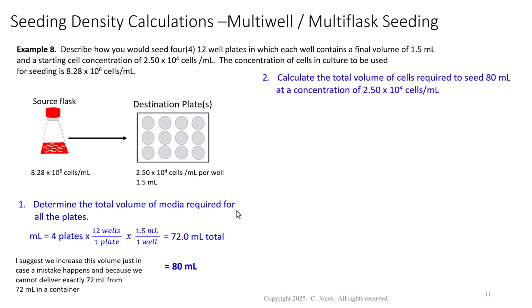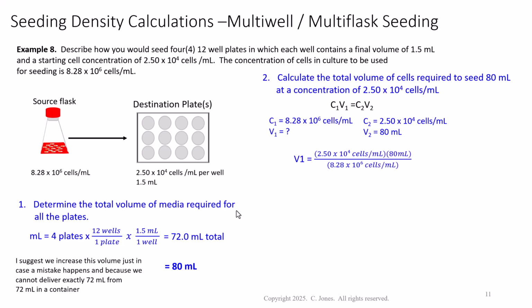Now we're going to calculate the total concentration of cells required to seed 80 mils at a concentration of 2.50 times 10 to the 4 cells per mil. Guess what kind of problem this is? Yes, a C1V1 equals C2V2. Once again, we're going to identify C1, C2, V1, and V2, assign the respective values to each variable, plug that into the equation, and solve for V1. And V1 is 0.24 mils.